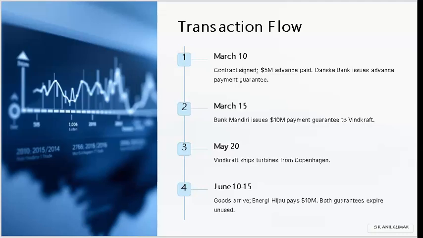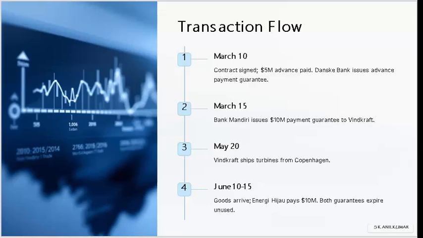Now comes the payment risk. Energi Hijau's cash flow tightens due to the local currency drop, IDR versus dollar. Bank Mandiri's payment guarantee ensures Vindkraft 10 million. They could have invoked at any point in time and it is valid till July. But Energi Hijau pays, though with a small delay, and so there is no claim on the guarantee.